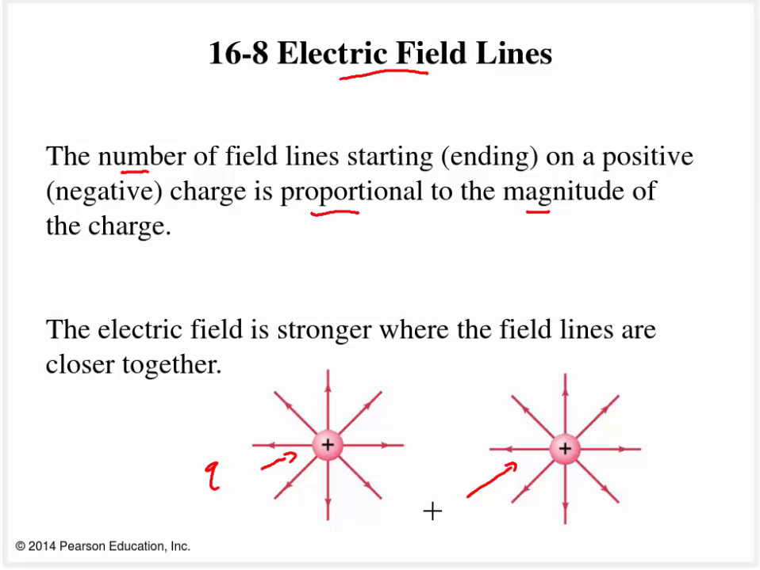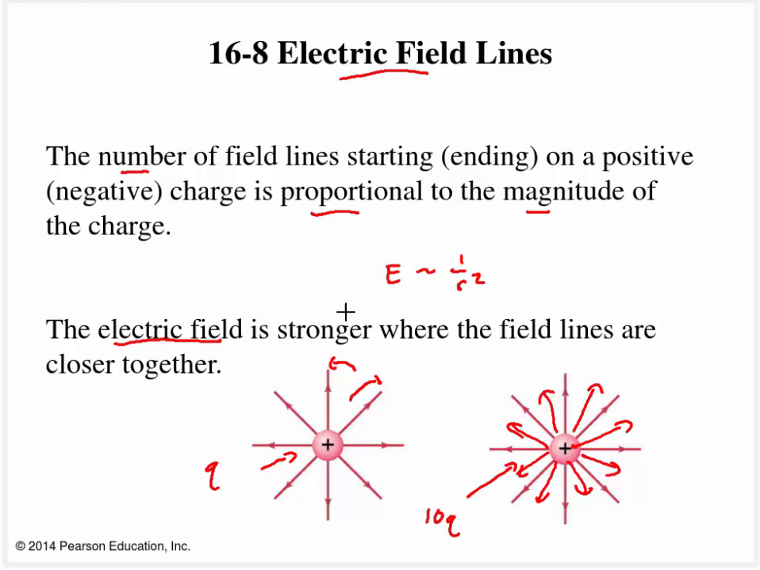If I had a charge that was maybe 10 times that charge, 10Q, then there's going to be a whole heck of a lot more electric field lines pointing away from this positive charge. Conceptually, you can see that the electric field is going to be stronger when the lines get closer together. We know that the electric field is going to go like 1 divided by r squared. So as these lines of electric field get more and more separated, the electric field is going to get weaker and weaker.